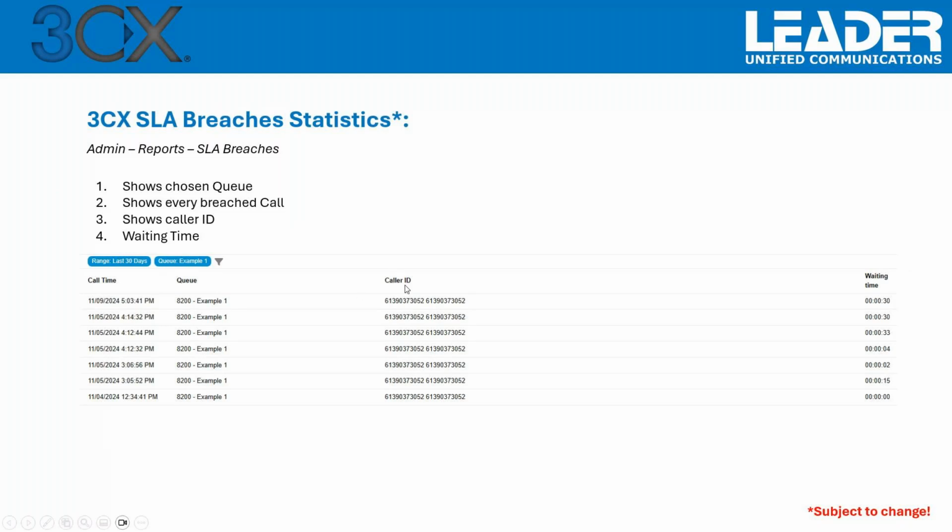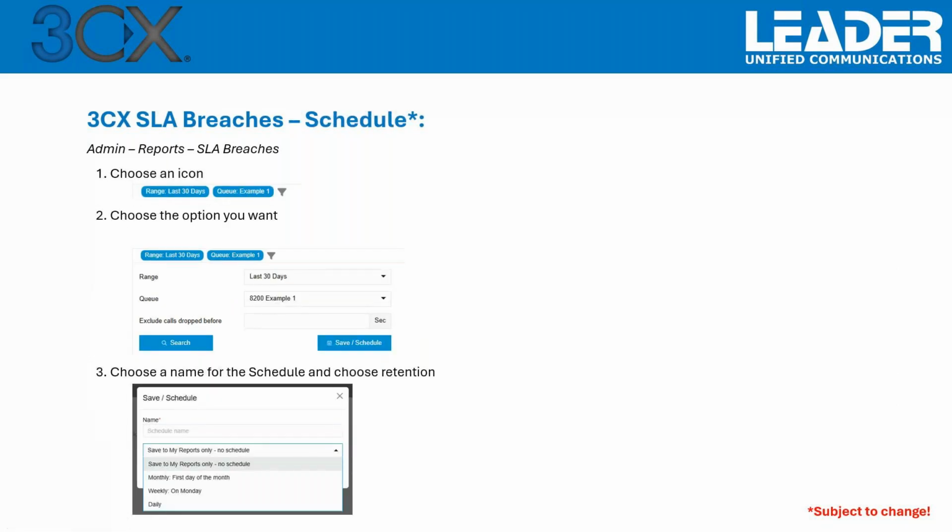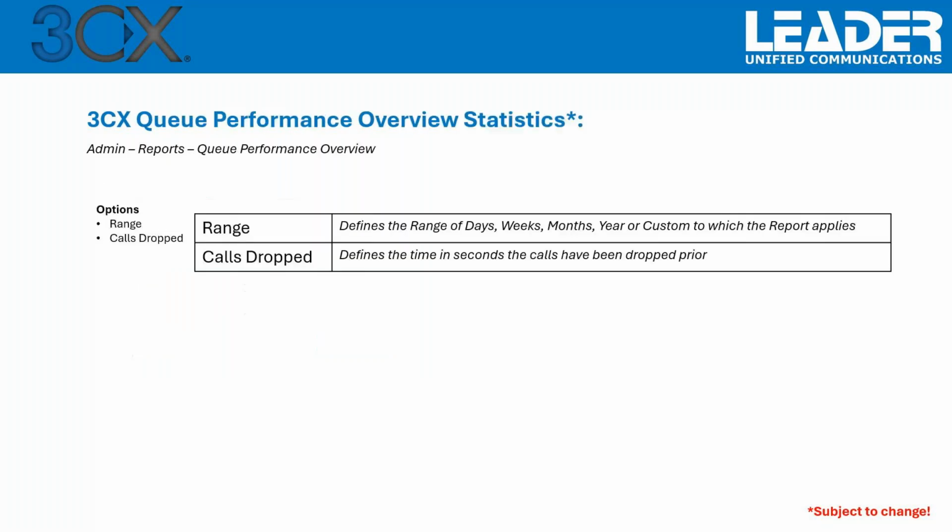Yeah, so we see the caller ID, we see the queue, and we see the waiting time, and all of them were more or less breached. Yeah. You see, even the 00 was breached because it was not answered. That was the one where nobody was logged in the queue. So the very bottom one where the extension was not logged into the queue. Even that shows up in the SLA breaches. Again, that's how we do the schedule. I know it's repetitive, but it's just how it is.